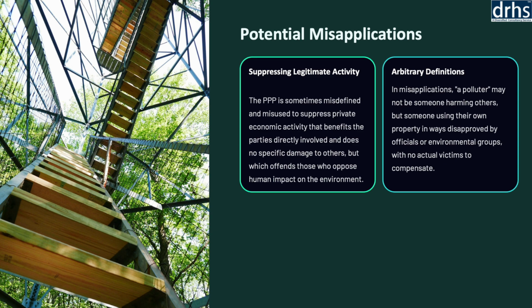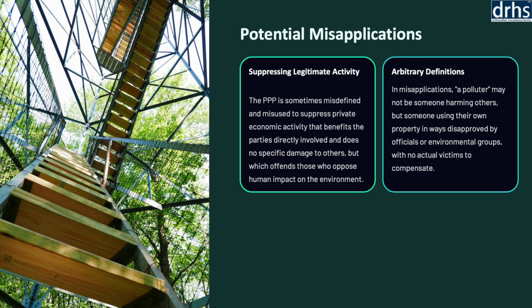The next is related to arbitrary definition. The lack of clear definitions of what constitutes a polluter and the extent of pollution has led to inconsistent enforcement of the polluter-pay principle. This ambiguity allows for subjective interpretation where similar activities might receive disparate penalties. Such inconsistency can erode trust in environmental regulations and create an unpredictable business environment.